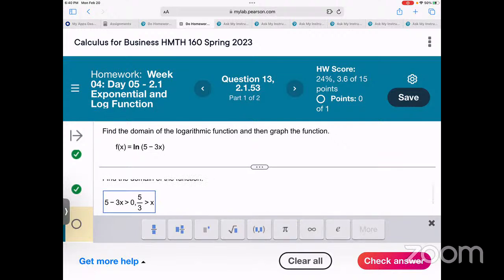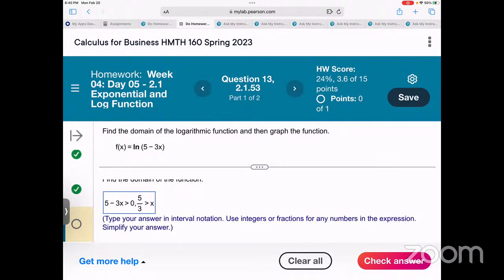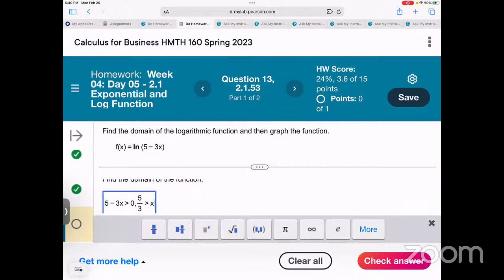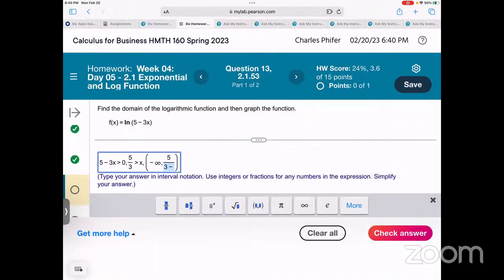In interval notation, if x is smaller than 5/3, we're talking about all the numbers to the left of 5/3. So the far left is negative infinity up to 5/3. Because we cannot be equal to 5/3, it gets a parenthesis. Let me zoom out some and get rid of these notes.